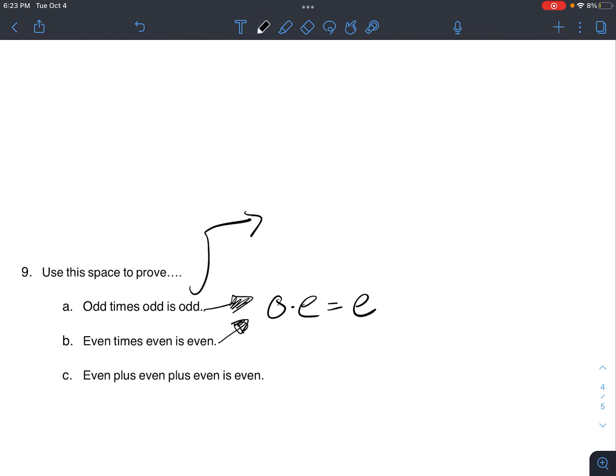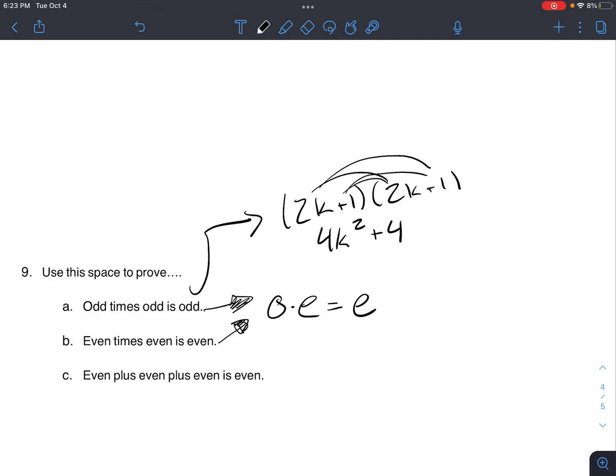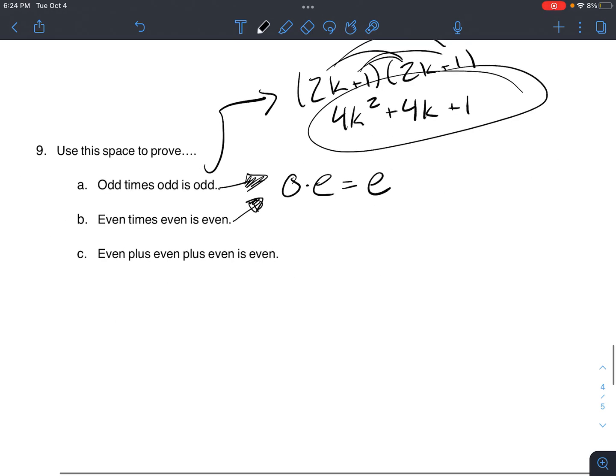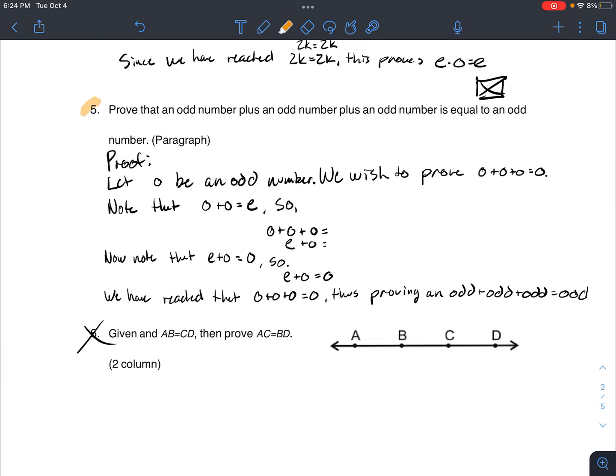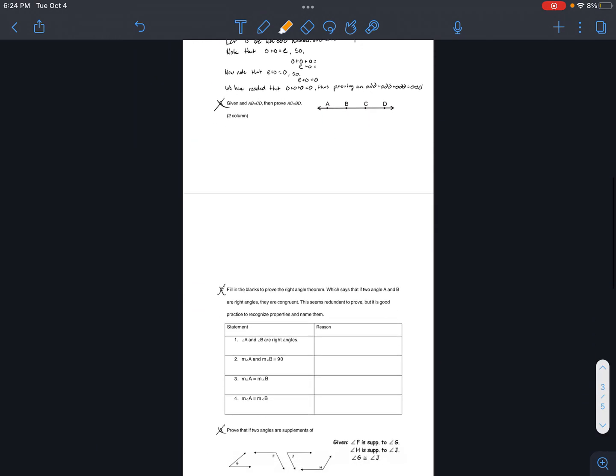The one thing I will say, if you are doing this, remember that you're going to have 2k plus 1 times 2k plus 1, so you have to FOIL. It's first, outer, inner, last. So you're going to have 4k squared plus 4k plus 1. So you have to use this to go ahead and go through. What else? So this even plus even plus even, essentially you're going to prove it the same way we did this.